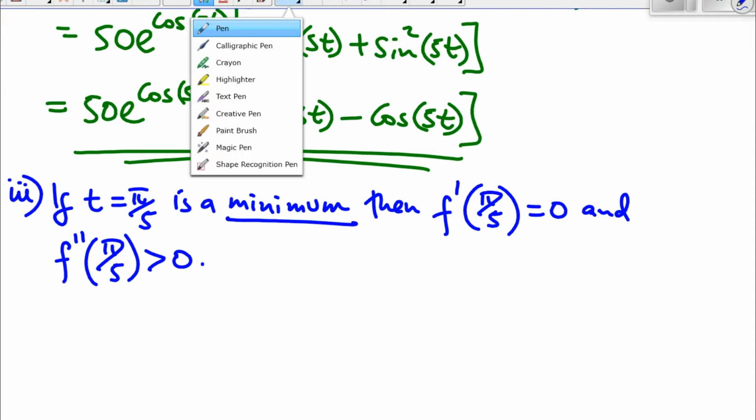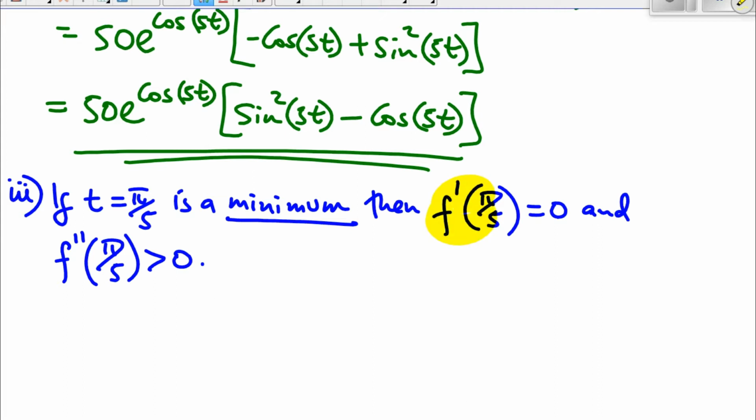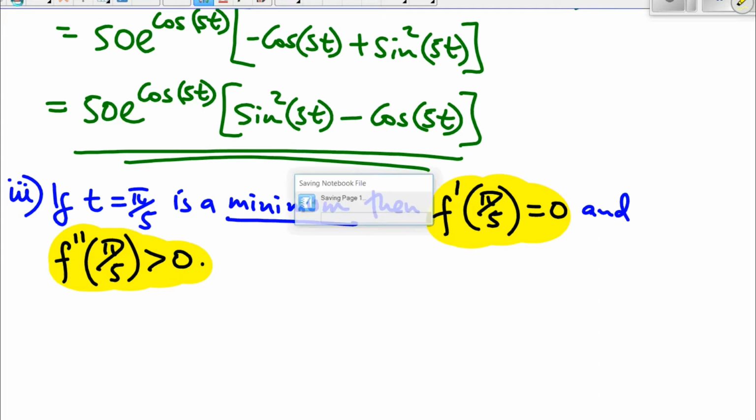So basically we are going to check if this is true for this function and if this is true for this function. If both cases are true, then this function has a minimum at t is equal to pi over 5. So how do we do it? That's exactly what you're going to do next, which is to work this out.